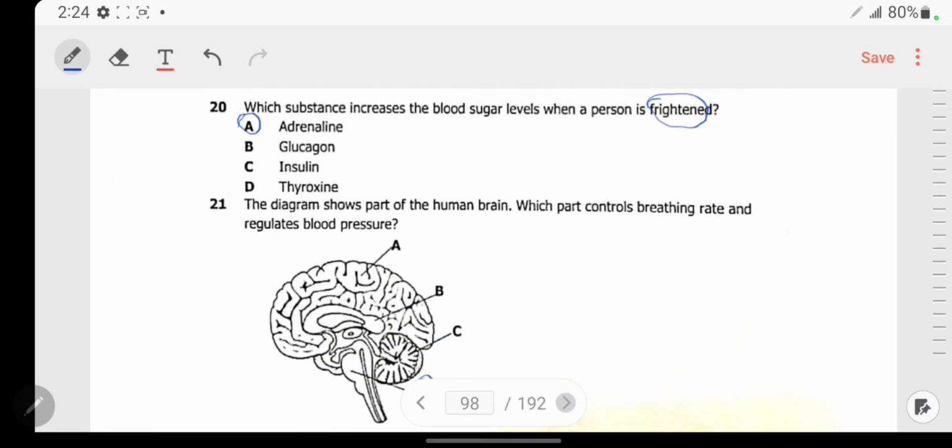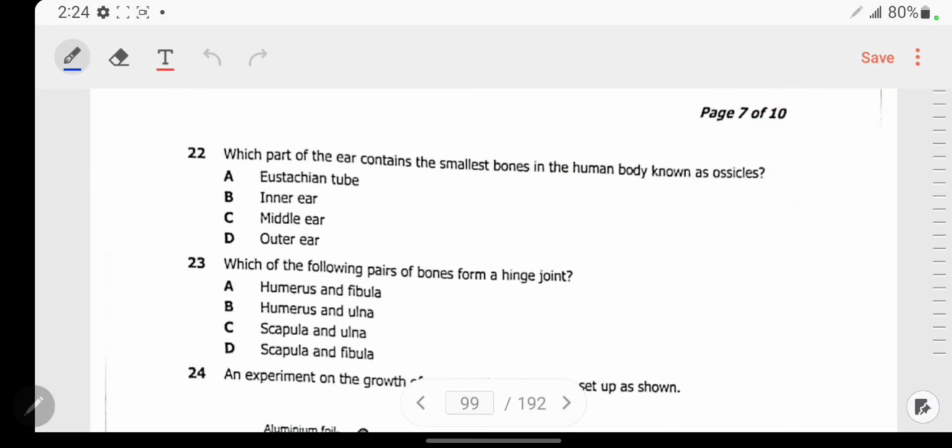So we are on question 22. Question 22 says, which part of the ear contains the smallest bones in the human body known as the ossicles? So we have the eustachian tube, inner ear, middle ear, outer ear. Analyzing the options, we have the inner ear, middle ear, and outer ear. So let's look at the outer ear.